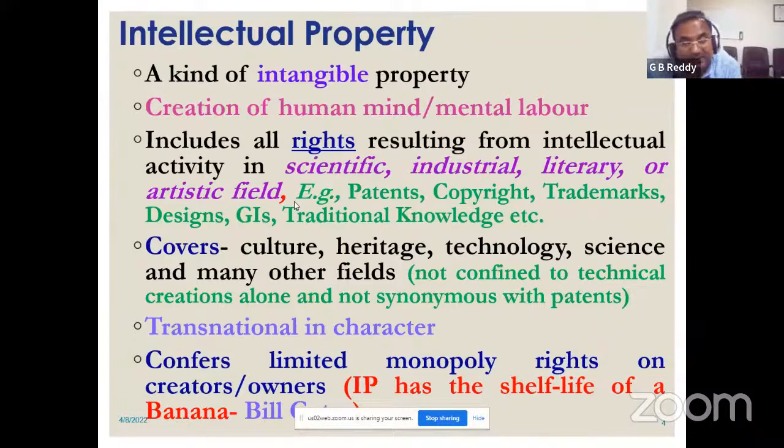If it is a copyrighted work, you write a book, you will be protecting copyright in it during your lifetime plus 60 years thereafter. After that, it comes into the public domain.